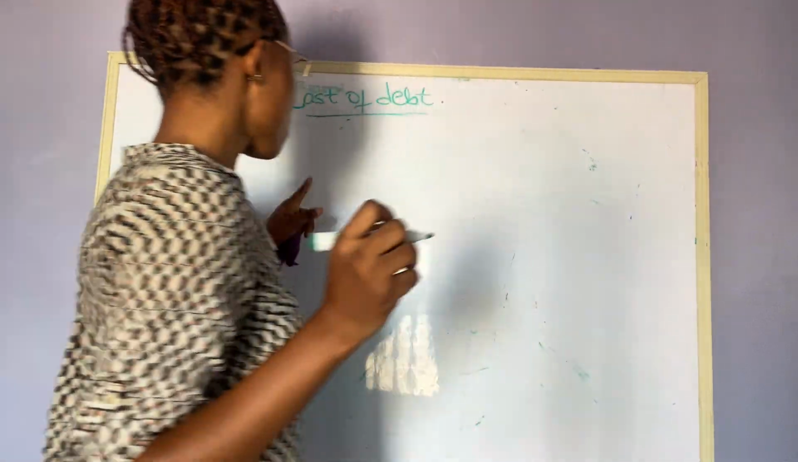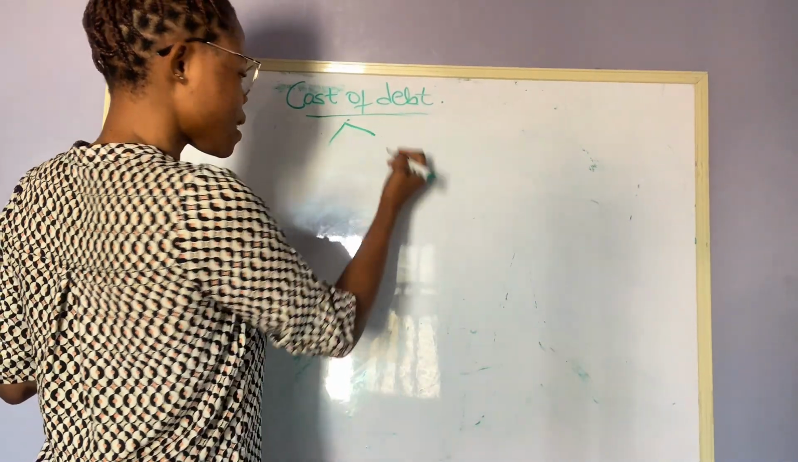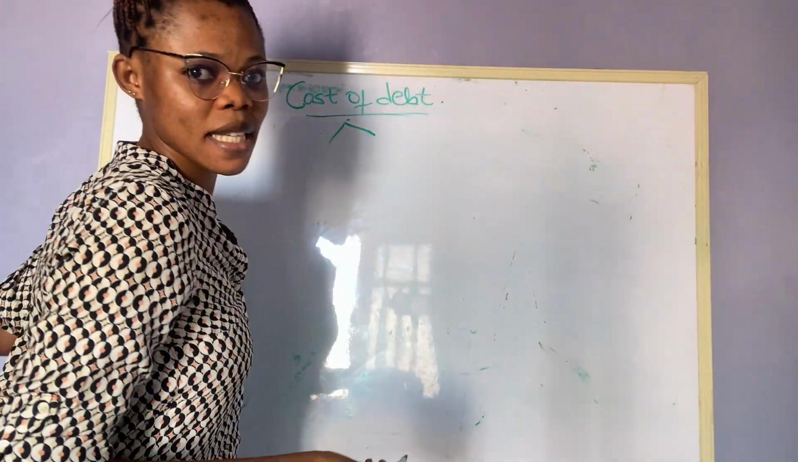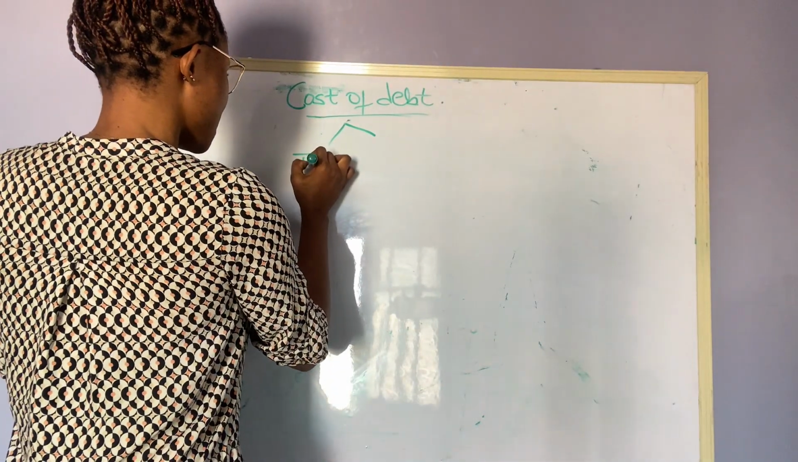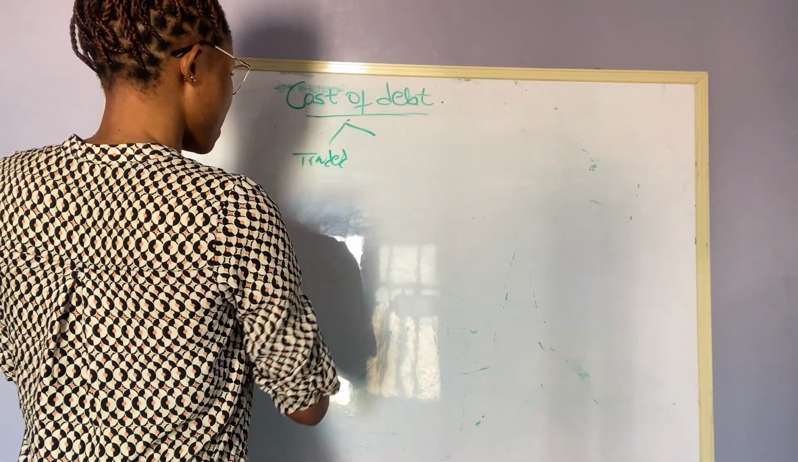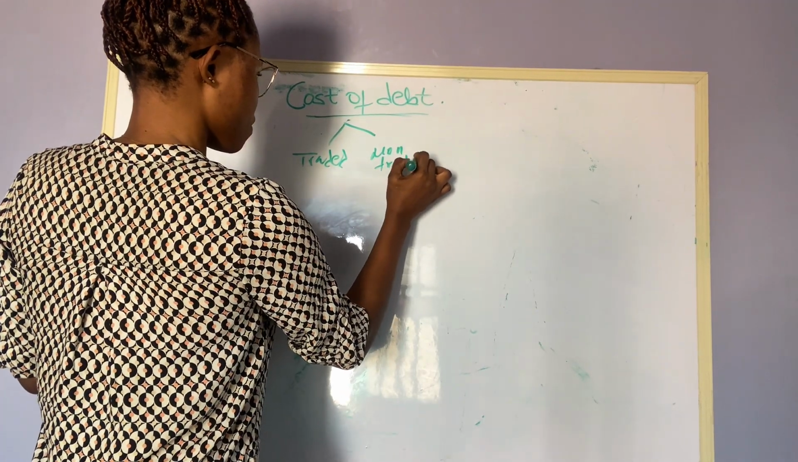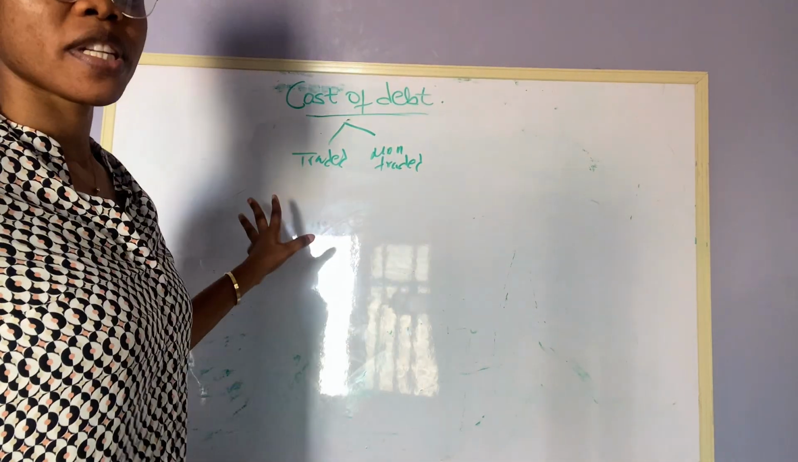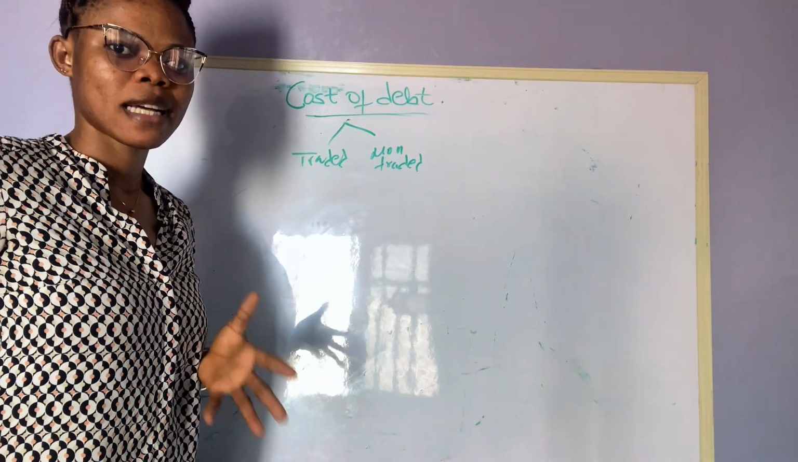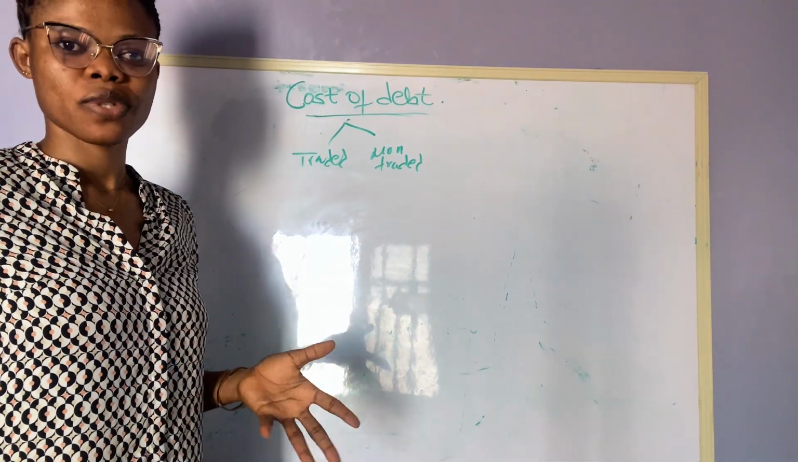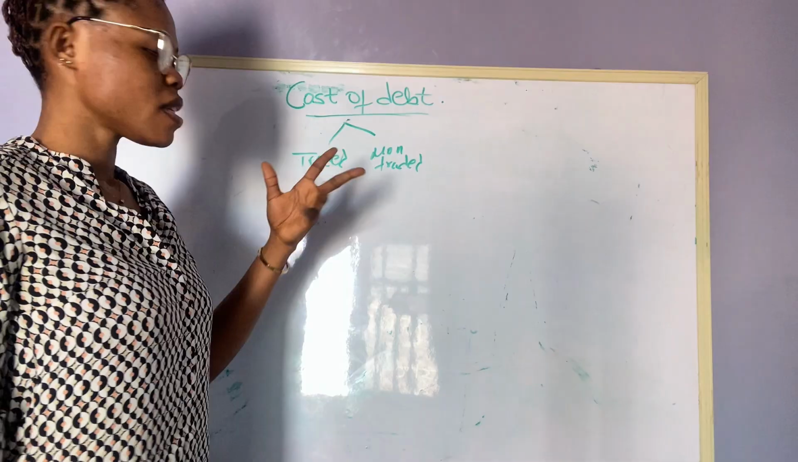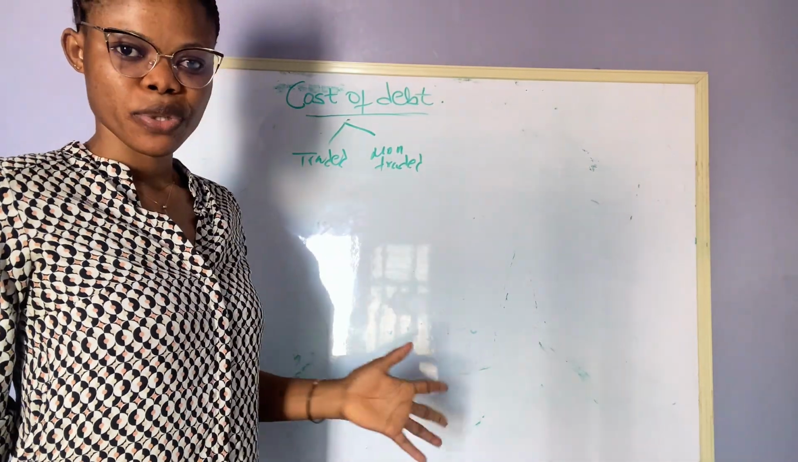And when we're talking of cost of debt, we have two types, like we already explained in the previous class. We have traded and non-traded. Traded debts are those debts that can be bought and sold, that can be traded, while non-traded debts are those that cannot be traded.